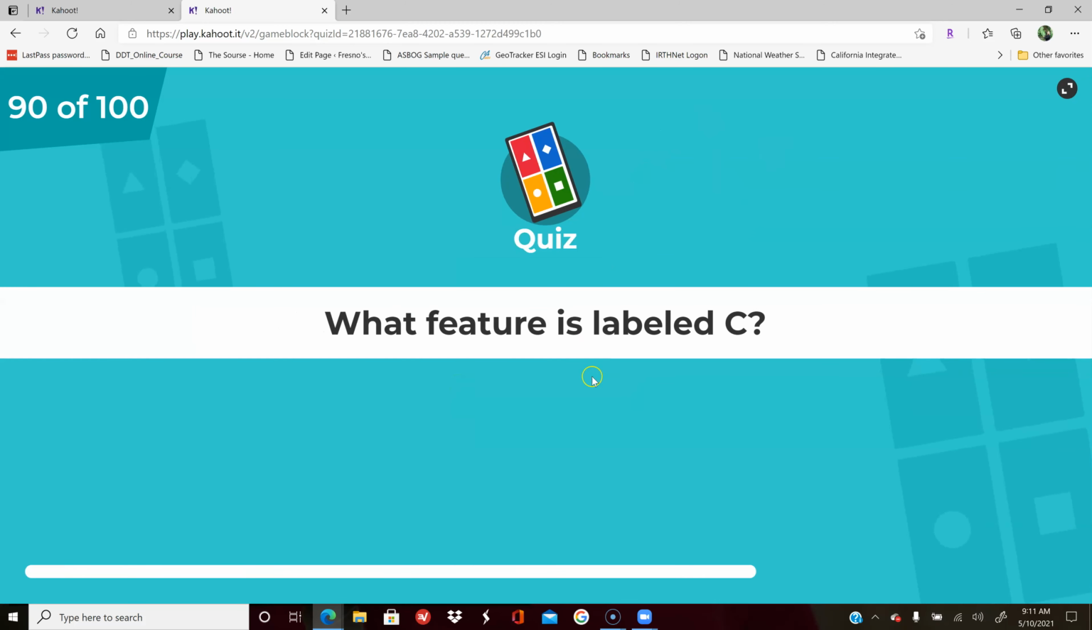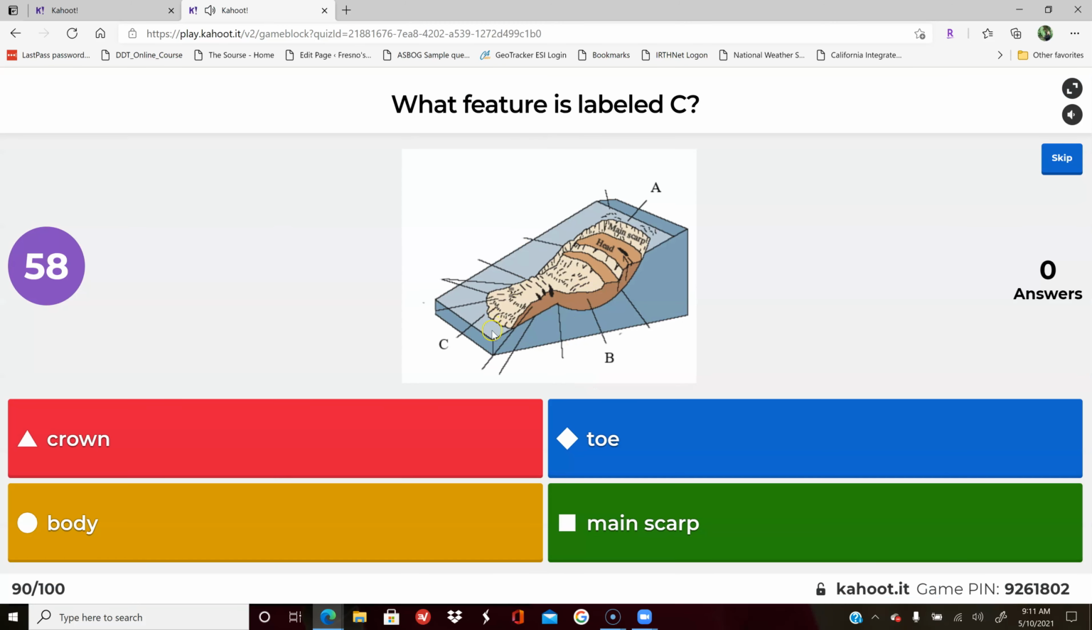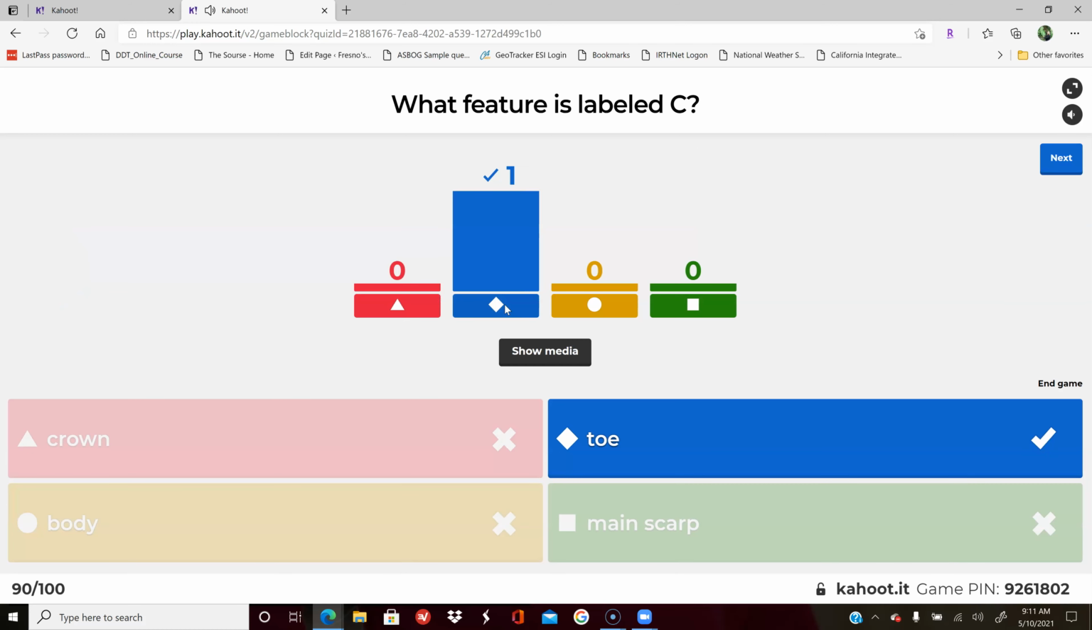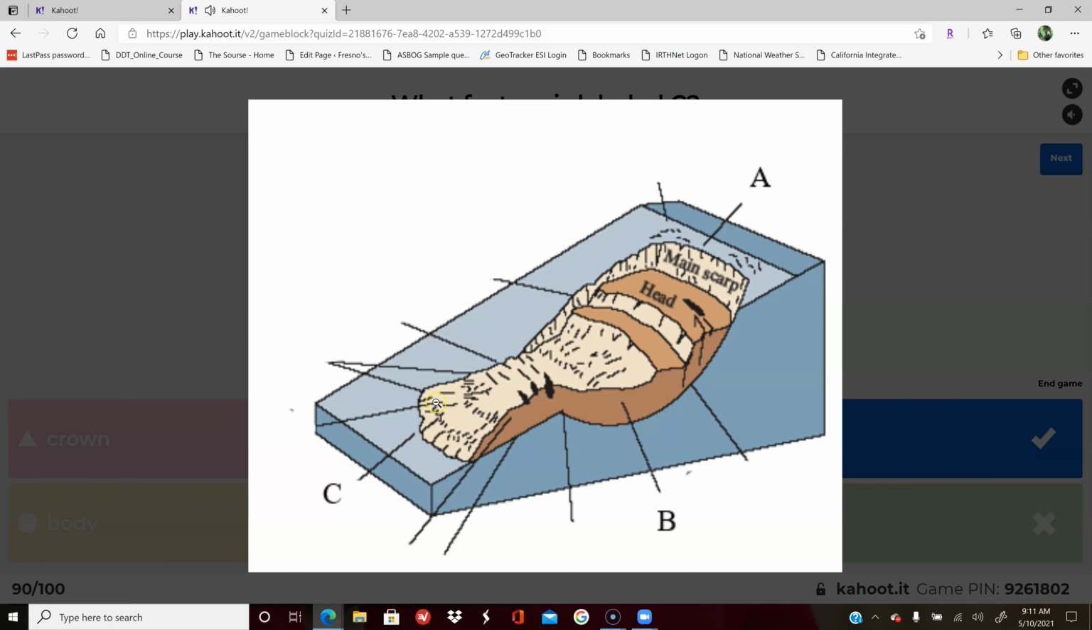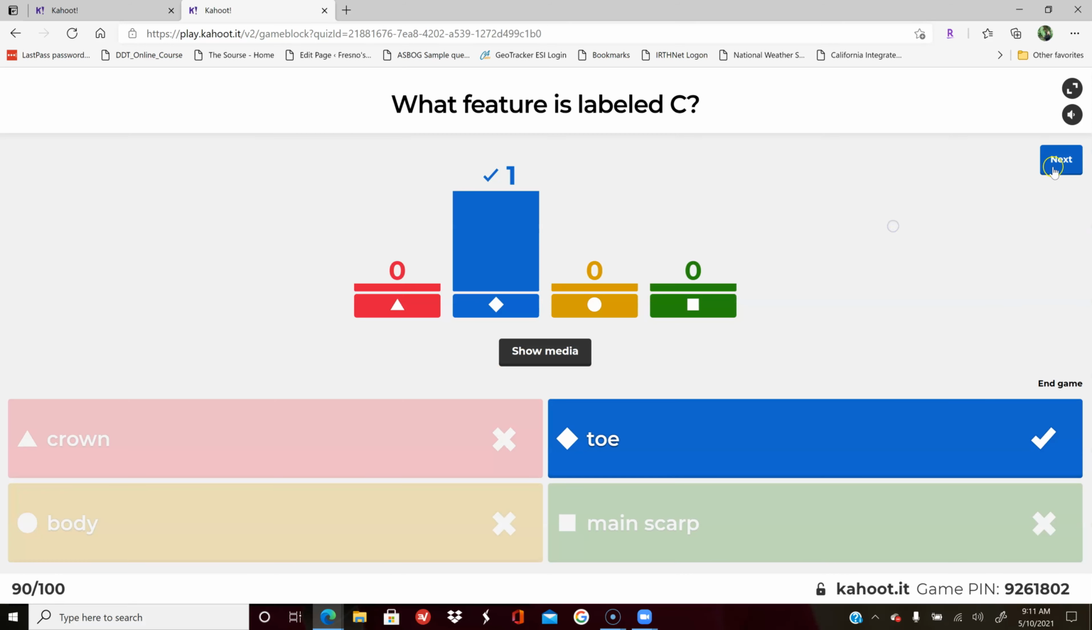And what feature is labeled C? So on this diagram, here is C. Is that the crown, toe, body, or main scarp? That would be the toe. So this is the toe or the terminus of the landslide. It's basically the leading edge of where everything is moving.